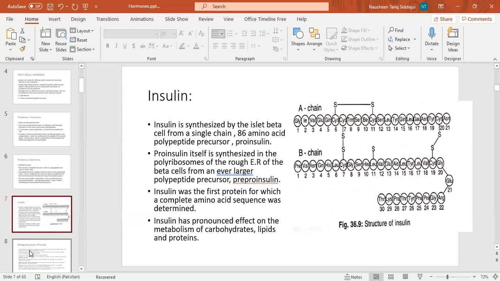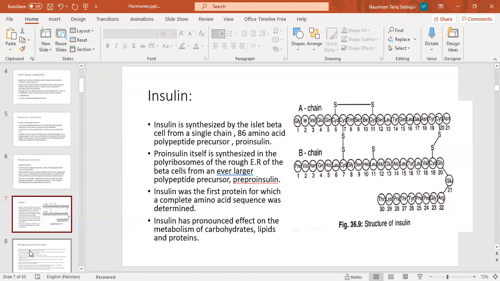Insulin is synthesized by the islet beta cell from a single chain 86 amino acid polypeptide precursor, that is proinsulin, okay? But this proinsulin is again formed from pre-proinsulin, which has roughly 110 amino acids. Proinsulin itself is synthesized in the polyribosomes of the rough endoplasmic reticulum of the beta cells from an even larger polypeptide precursor, which is pre-proinsulin.